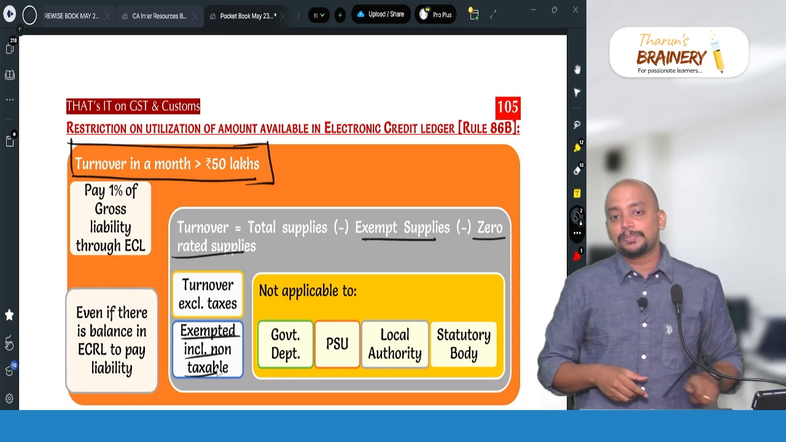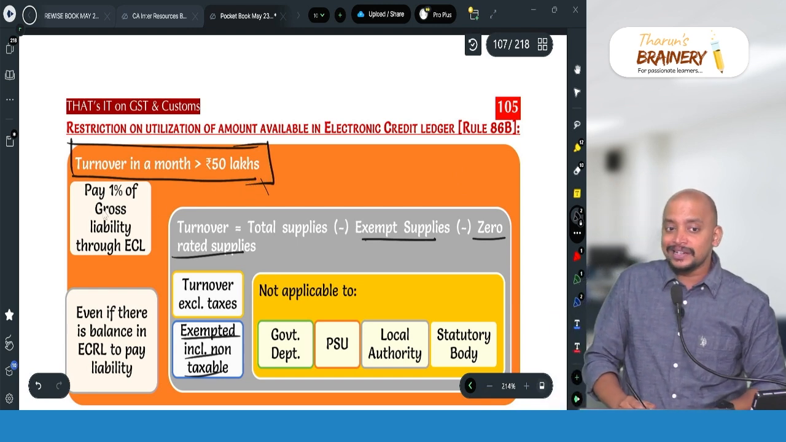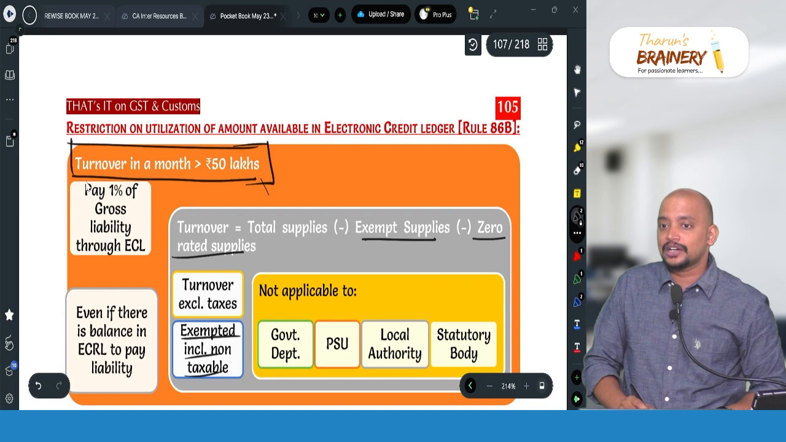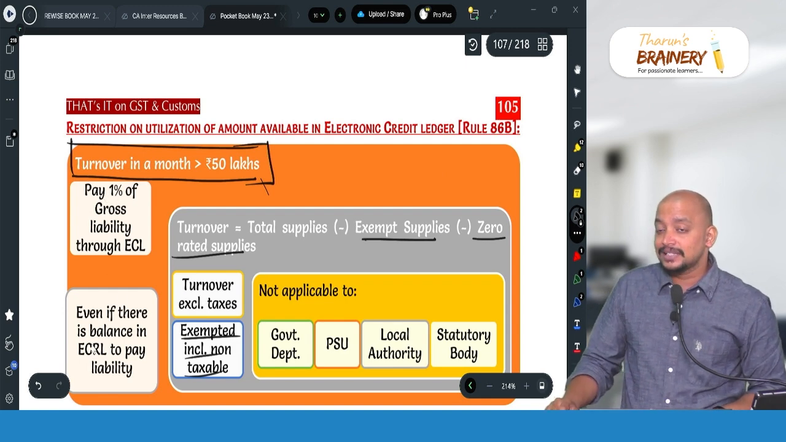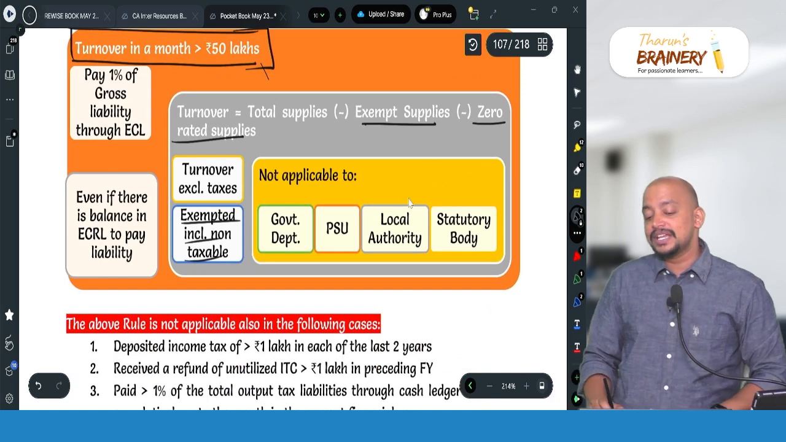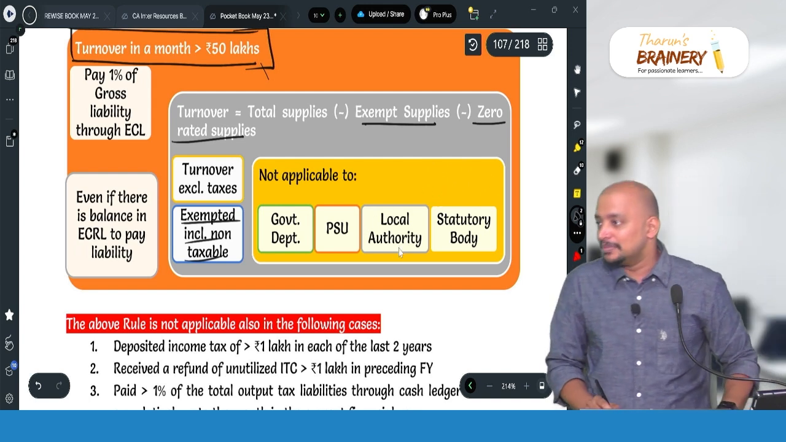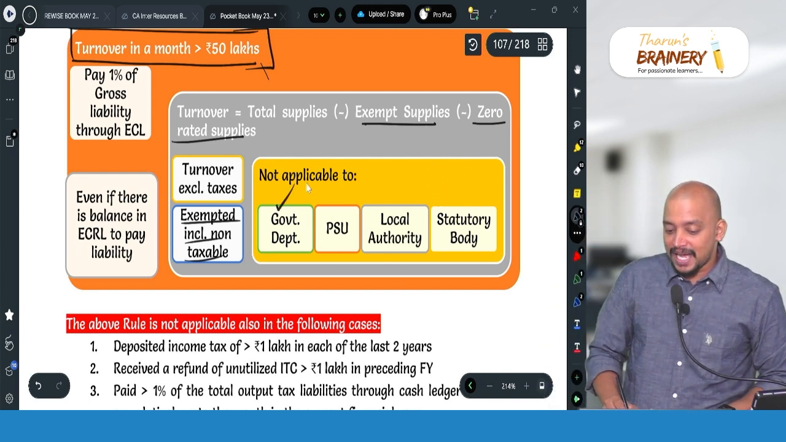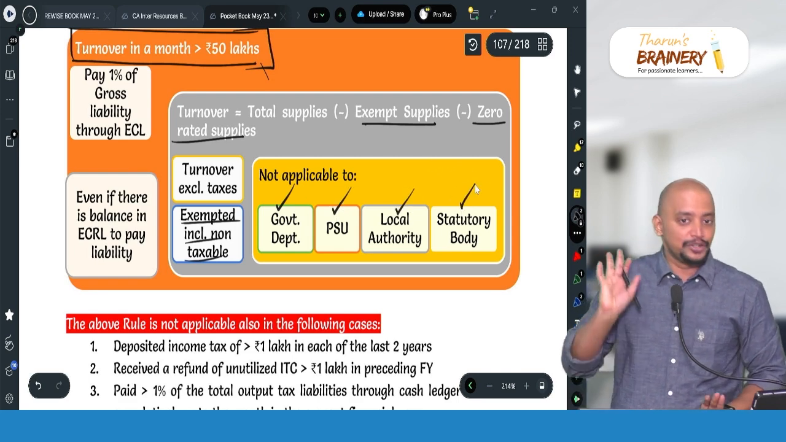So taxable supplies in a month exceeds 50 lakhs. And they have to pay 1% of the gross liability through electronic cash ledger. And even if there is sufficient balance in the credit ledger for payment of the liability. And to whom is this 86B not applicable? It is not applicable to government and their family members. That is, government department, public sector undertaking, local authority and statutory body.